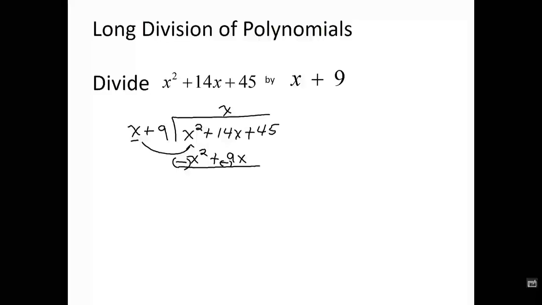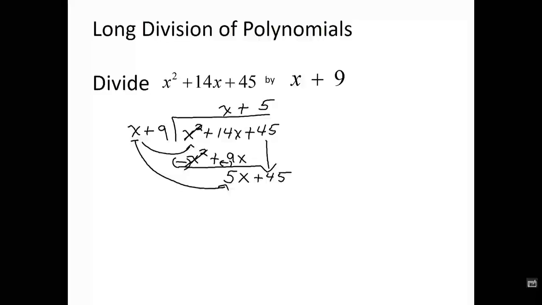Same process. So now that we subtract, x squared minus x squared cancels out. A negative 9x plus 14x is 5x. Bring down the next term, which is 45. And now repeat the process. X divided into 5x is a positive 5.